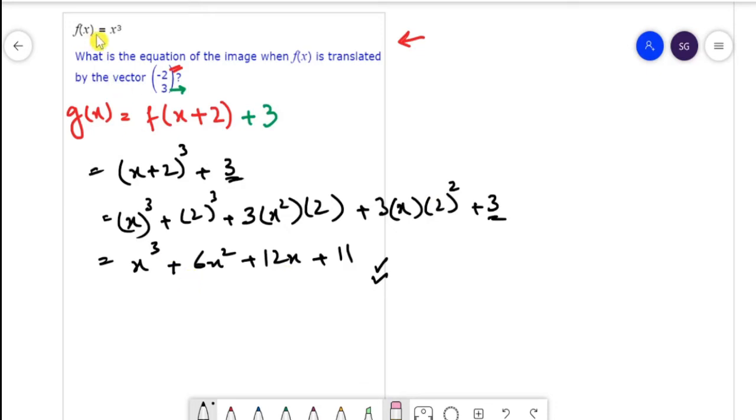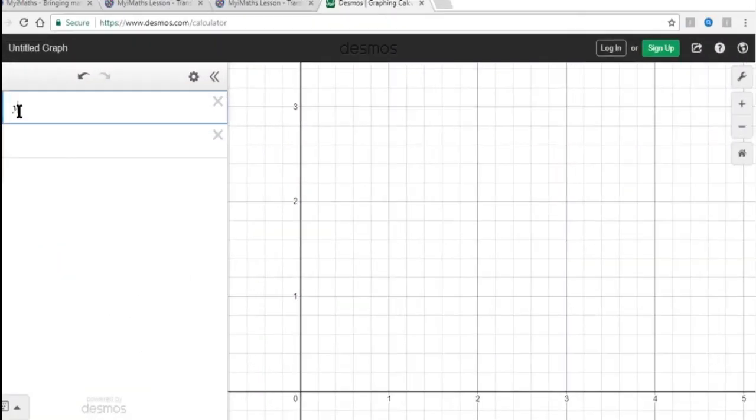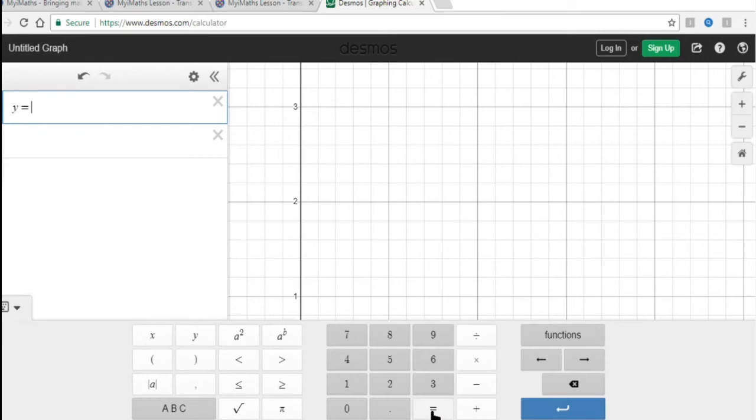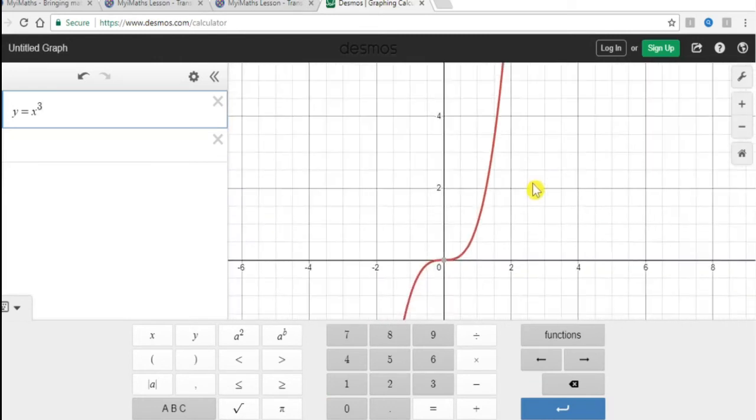Now I'm going to check my graphs, and here we will be using Desmos for the checking. First graph is y is equal to x cubed. If you use the board here, y is equal to x to the power 3. This is our original. Let me zoom out so that you can see.